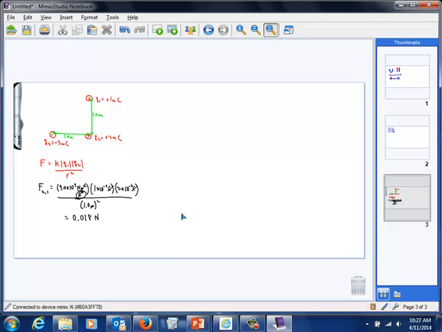Now that's the easy part. The hard part is coming up with the direction. Put it this way, the part that requires thought is coming up with the direction. Anybody can plug numbers in calculators, right? But what's the direction of that force?